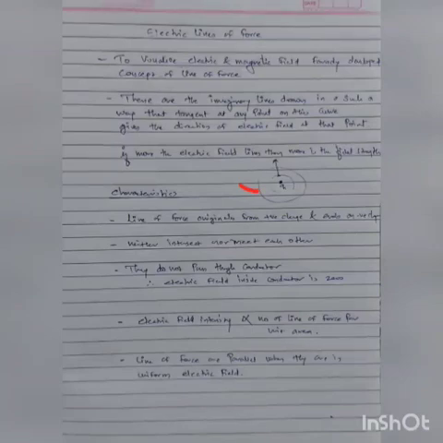Considering this diagram, we will come to the definition. Electric lines of force are imaginary curves drawn in such a way that the tangent at any point on this curve gives the direction of electric field at that point. Means if we consider this curve and we draw a tangent to this, then this will be the direction of electric field. If there are more electric field lines, then the electric field intensity is more. That means the number of electric field lines is directly proportional to the strength of an electric field.